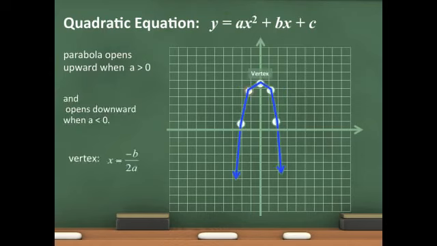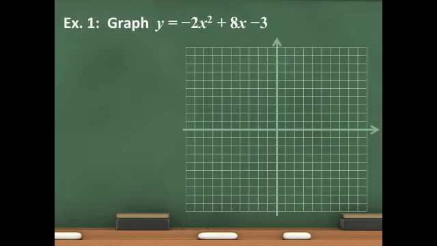The turning point of the parabola is called the vertex. The vertex is either the highest point on the parabola or the lowest point on the parabola. The x value of the vertex can be found using the formula x equals the opposite of b divided by 2a. Example 1. Graph y equals negative 2x squared plus 8x minus 3.